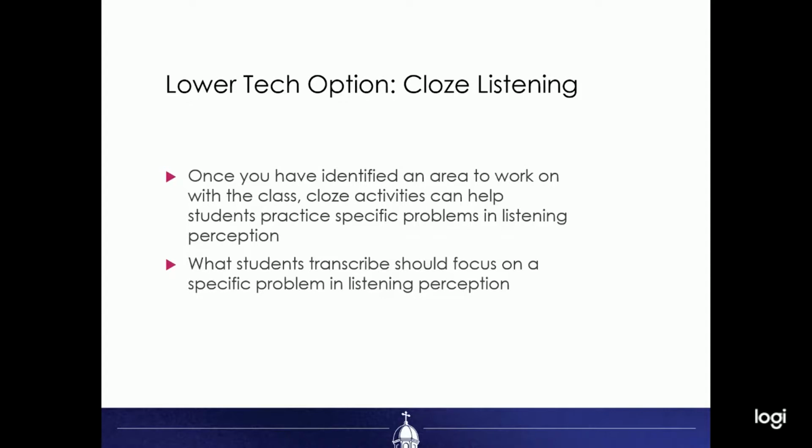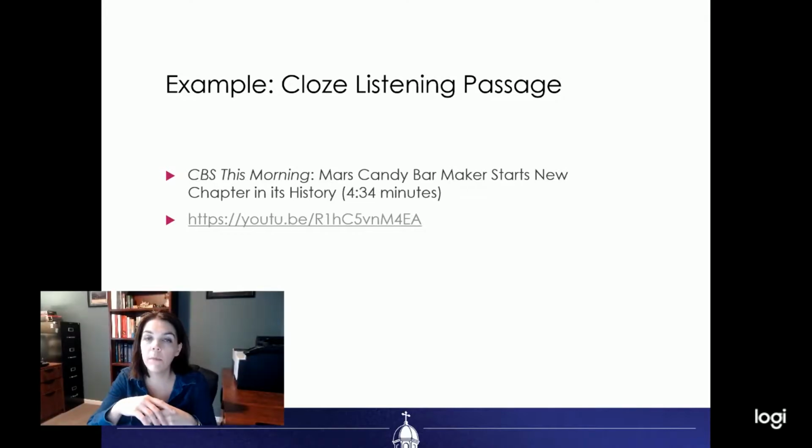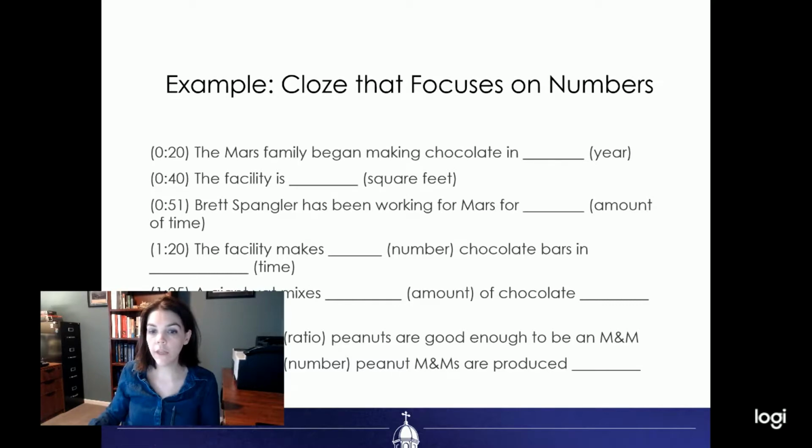Okay, so another option, if you want a lower tech option, you can do a simple cloze listening passage. Once you've identified an area to work on with your class, you can create a cloze activity that focuses on specific problems in listening perception. And you want to make it limited to just one problem. So for example, I looked for a clip that I thought would be enjoyable to my students. So I found this Mars candy bar maker starts a new chapter in its history. It's about a new candy factory in Topeka, Kansas. And so it's all about Snickers and peanut butter M&Ms. So it's really interesting from that perspective. And when I created that cloze, it looked like this.